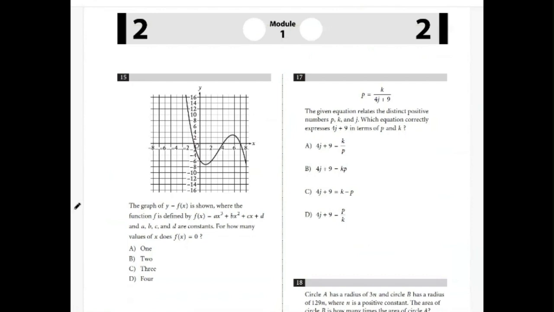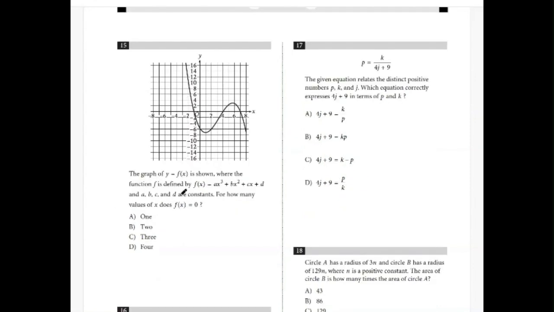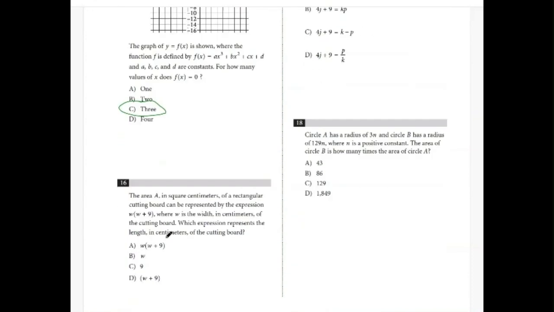Okay. Question 15, the graph of y is equal to f of x as shown, where the function f is defined by f of x is equal to ax cubed plus bx squared plus cx plus d, and a, b, c, and d are constants. For how many values of x does f of x equal 0? Very easy. We want to see where y is equal to 0. So you have 1, 2, and 3. So 3, C is the correct answer choice.